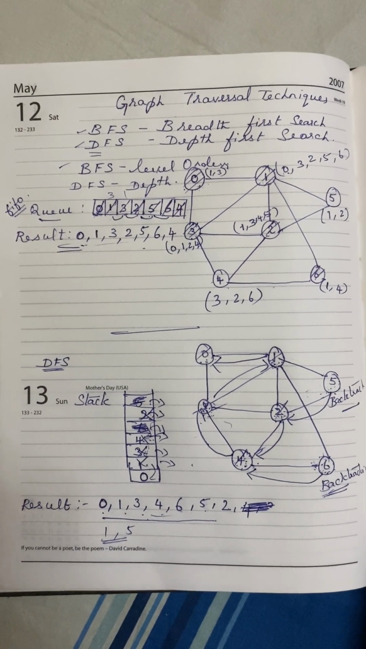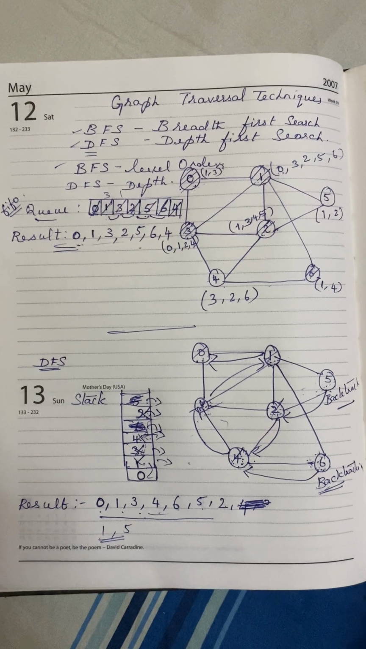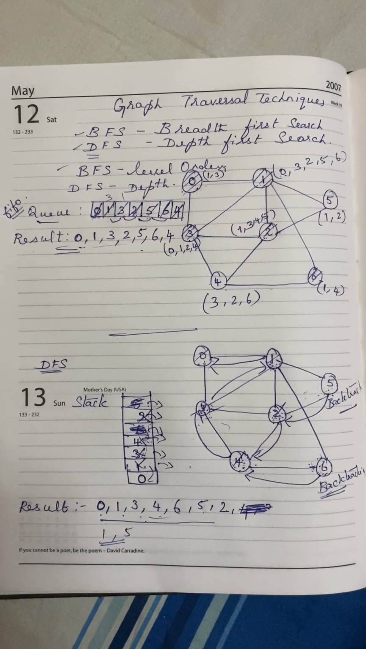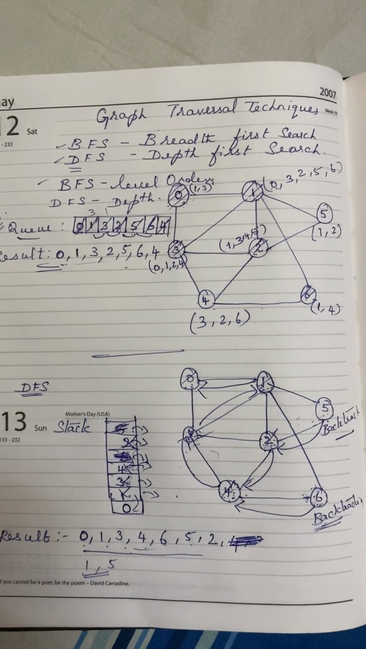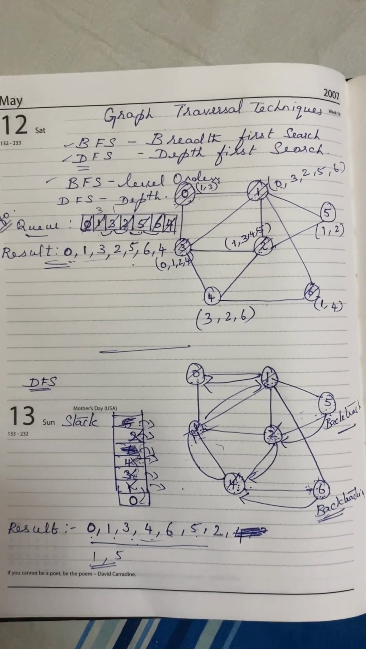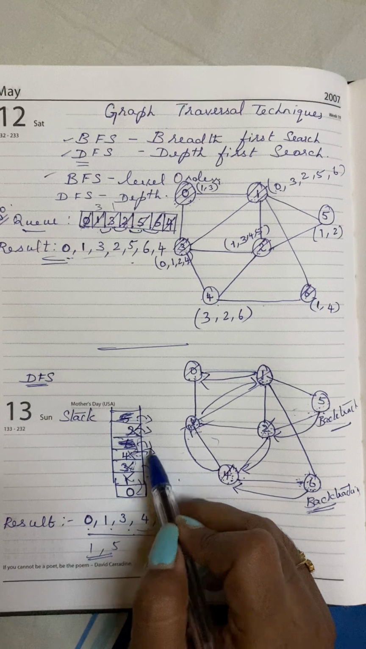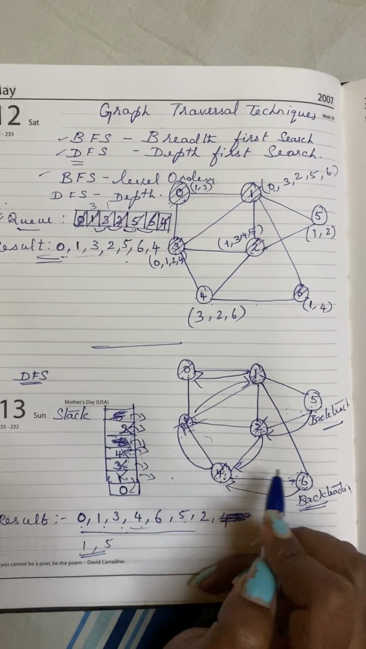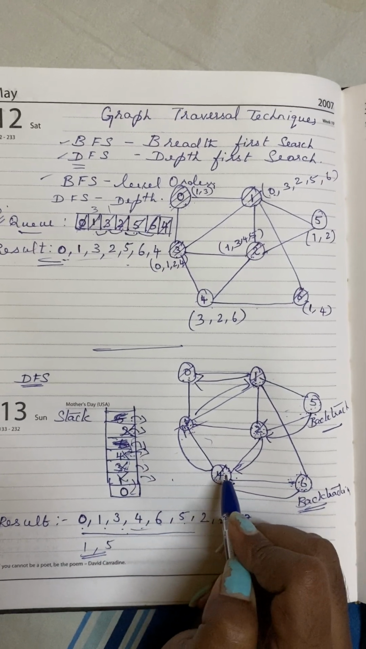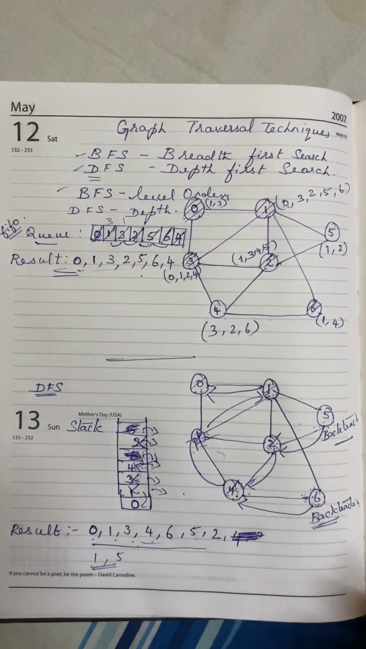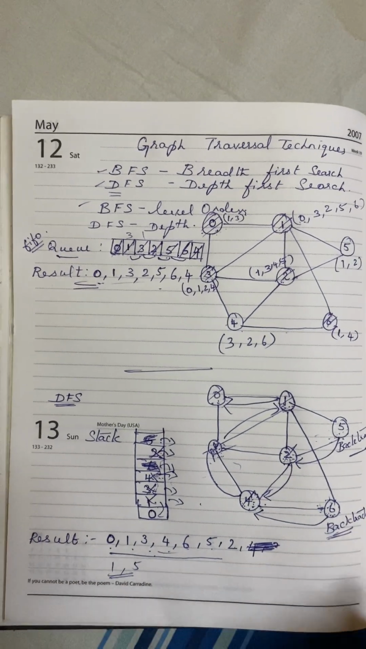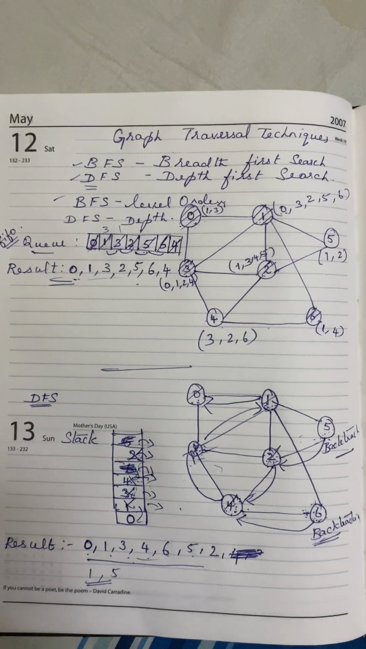In DFS, you are using a stack. So you go on visiting the nodes and putting them in the stack. When a condition arises when there are no more unvisited nodes, then you have to do a backtrack. In that case, you have to pop out the element and move to the previous element which was visited, and from there again you check for the same condition. So this is how you will do a BFS and a DFS.